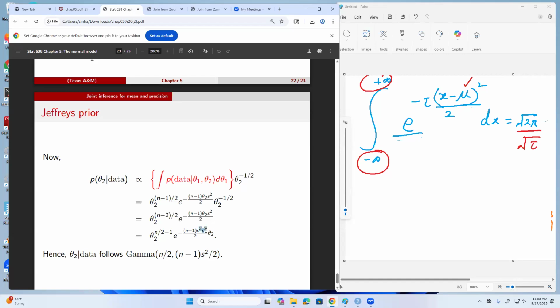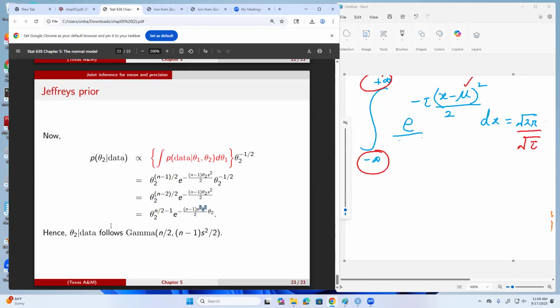So what happened here again with the Jeffreys prior: your posterior distribution is a normal-gamma distribution. What does it mean? It means given theta 2, the conditional posterior of theta 1 follows a normal distribution, and theta 2 follows this gamma distribution. Questions?